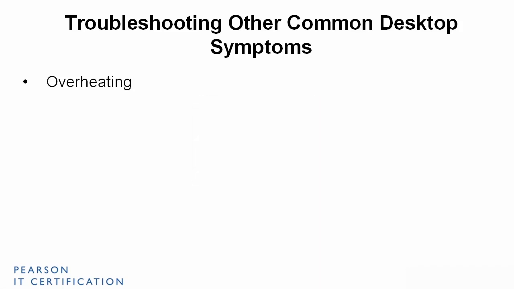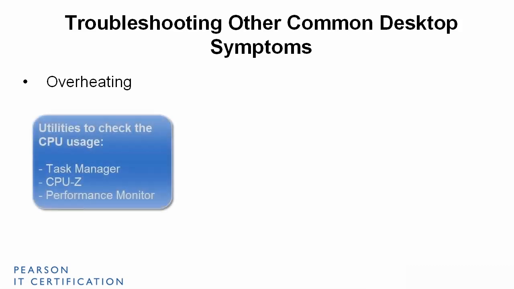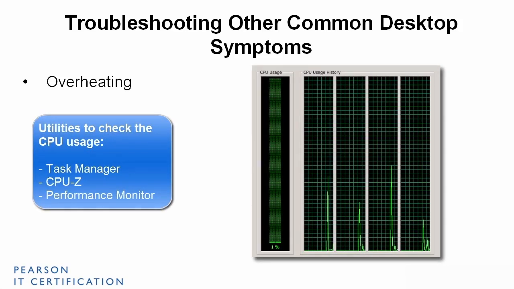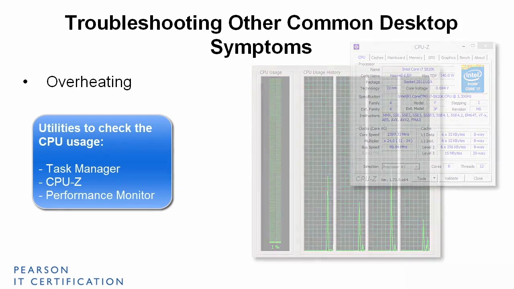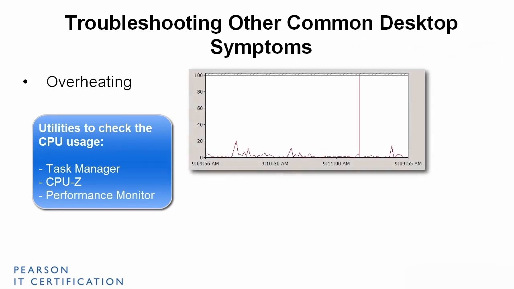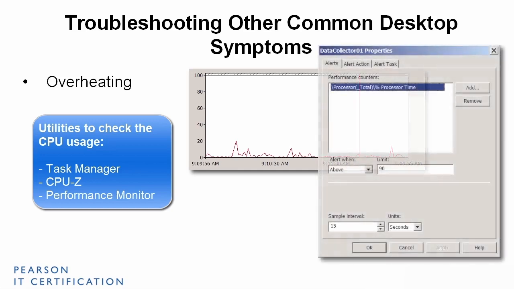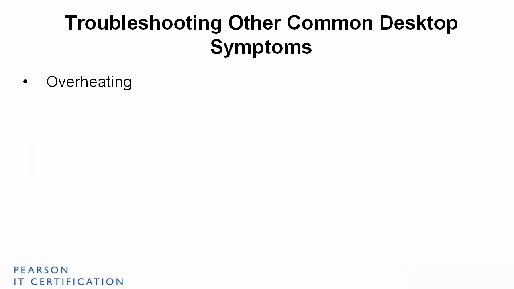And then check if the CPU isn't being taxed too much. And you could do that in the Task Manager, or you could use CPU-Z to analyze the CPU, see what percentage is being used. You could also use the Performance Monitor and set alerts to tell you if the CPU has gone over a specific percentage for a specific amount of time. So try checking all that. So that's a little bit about overheating.